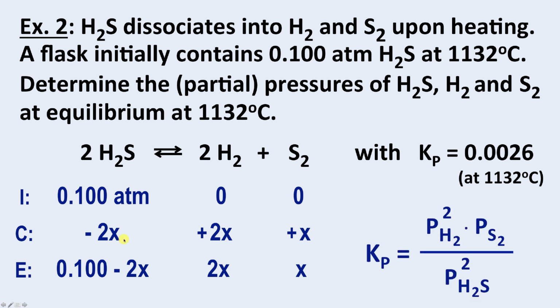Remember that we know the equilibrium constant expression. K sub P is the pressures of the products, or substances on the right-hand side, raised to the appropriate exponents, divided by the pressures of the reactants, or the substances on the left-hand side, raised to their appropriate exponents. So K sub P is pressure of H2 squared times pressure of S2 over pressure of H2S.